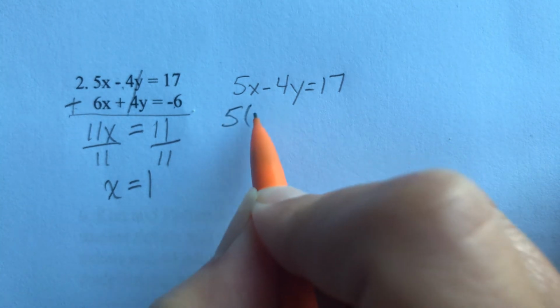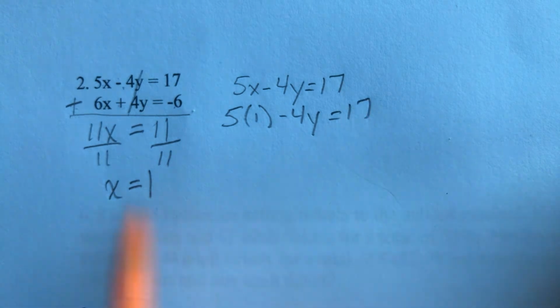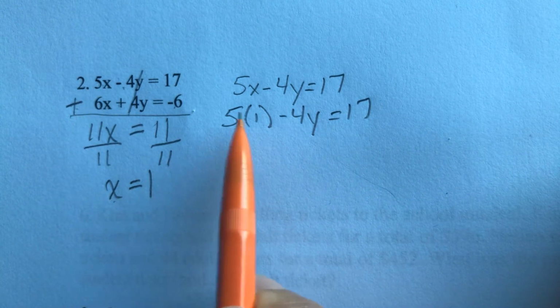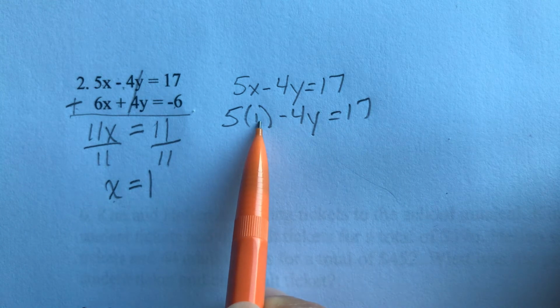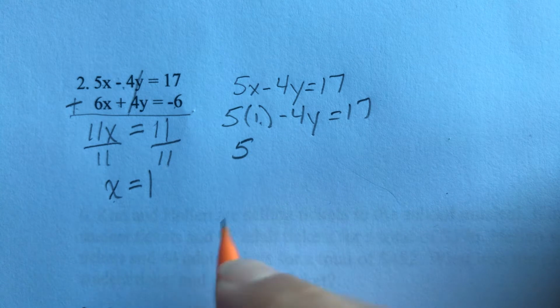So 5 times 1 minus 4y equals 17. You also got to be careful. The last one we solved for y first. Here we have x. So we got to make sure we plug them in the right way. That's usually a common mistake I see. Multiply 5 times 1.